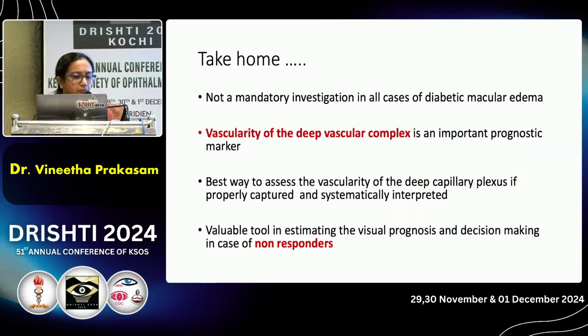Now, to take home, though we speak a lot about OCTA, we should understand that it is not a mandatory investigation in all cases of diabetic macular edema. Vascularity of the deep vascular complex is an important prognostic marker, and the best way to assess the vascularity of the deep vascular complex is OCTA, provided it is properly captured and systematically interpreted, and it is a valuable tool in estimating the visual prognosis and helps in decision making in case of non-responders.